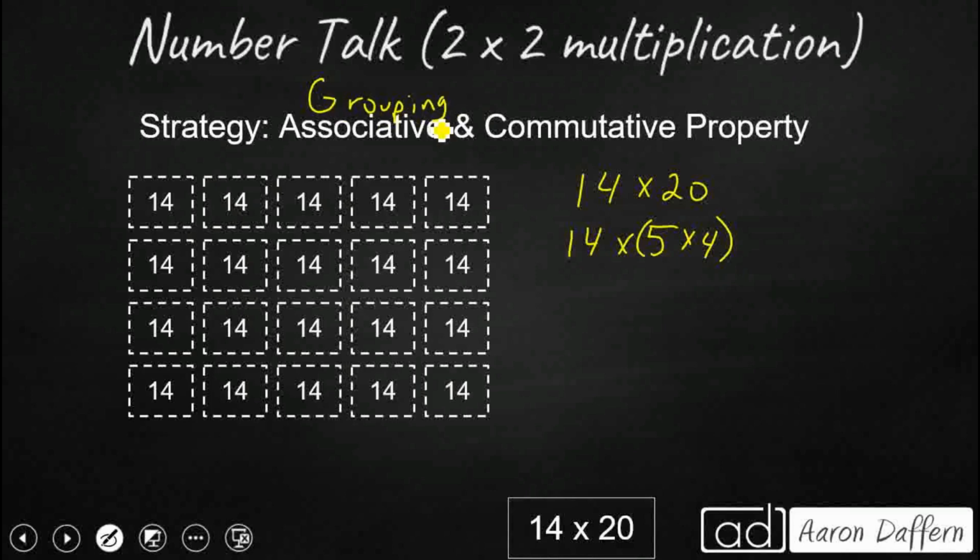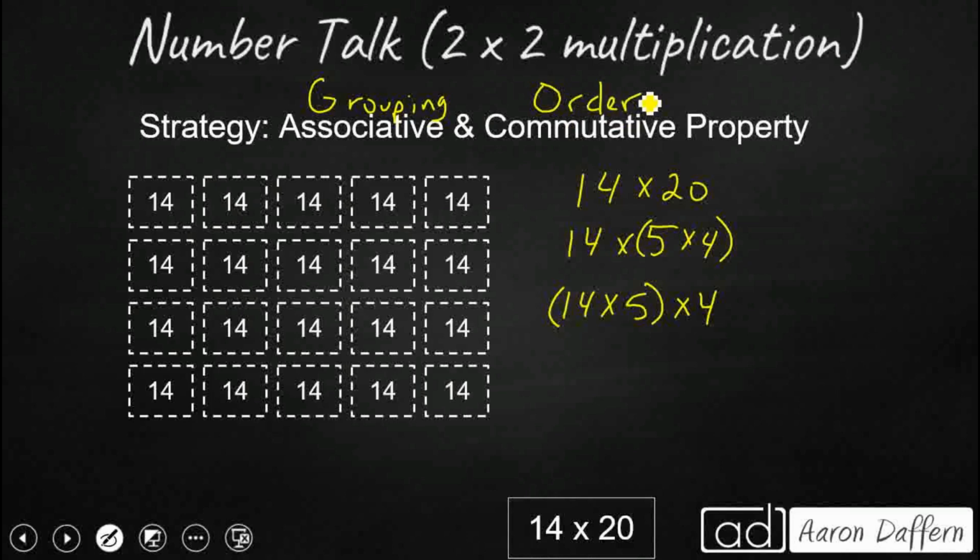So I'm going to take my group of 3 factors, 14 and 5 and 4. I'm going to change the group. Instead of 14 groups of 5 groups of 4, I'm going to shift my parentheses. So you notice how I keep all 3 factors the same. And it's just going to be 14 times 5 in the parentheses, and then multiply that by 4. That's the associative property.